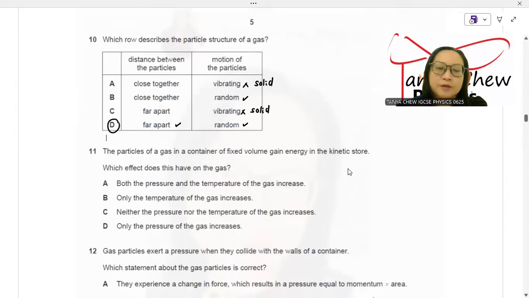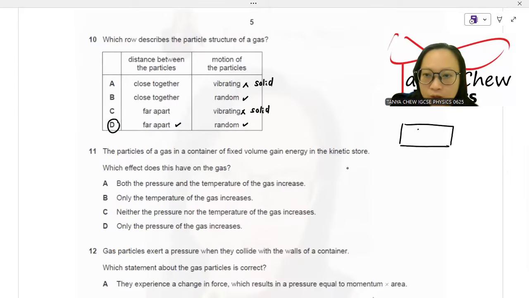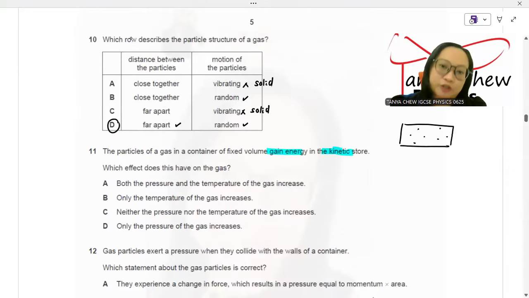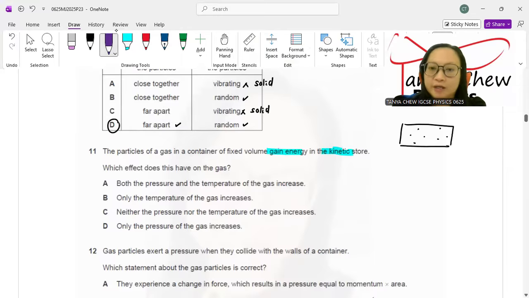Number 11, the particles of a gas in a container of fixed volume. Fixed volume, these are all the particles of the gas. And then, they gain energy. Can you see? Gain energy in kinetic store. So that also means that these gas particles are gaining kinetic energy. Which effect does this have on the gas?